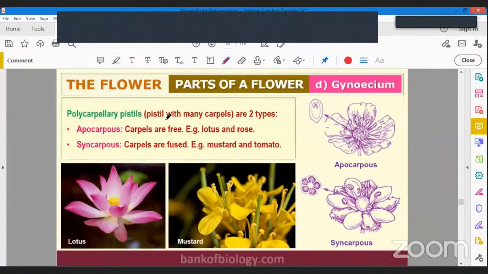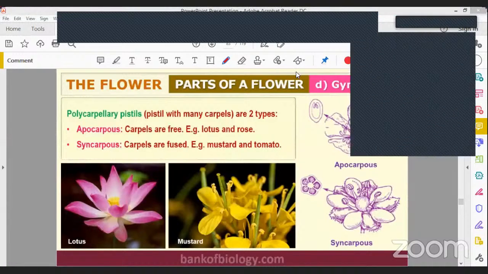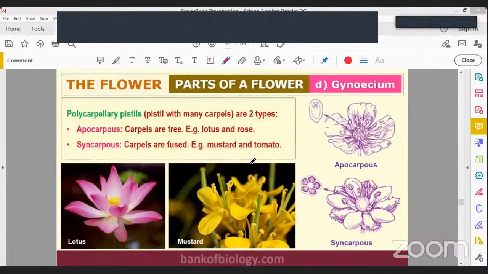Pistils may have many carpels, especially in polycarpellary pistils. They can be apocarpous, which means the carpels are free, or syncarpous, where the carpels are fused. Okay, so take it down.